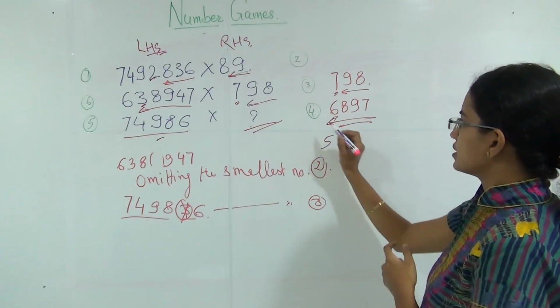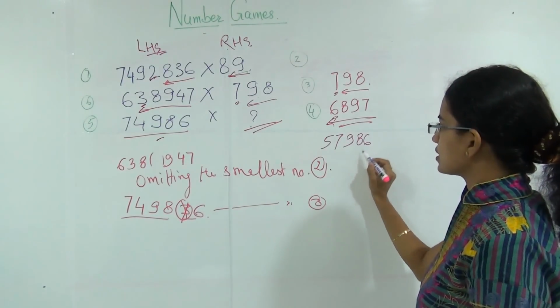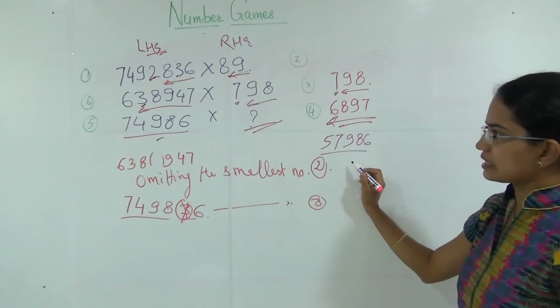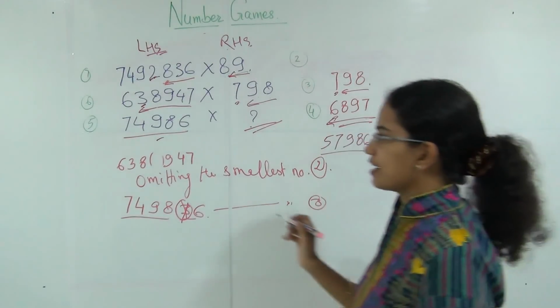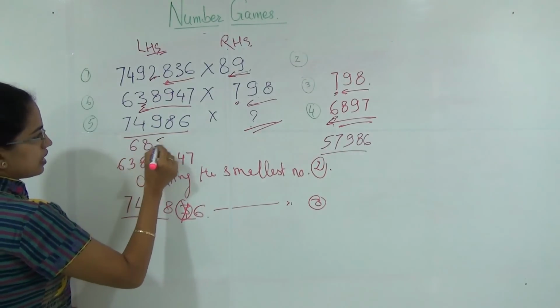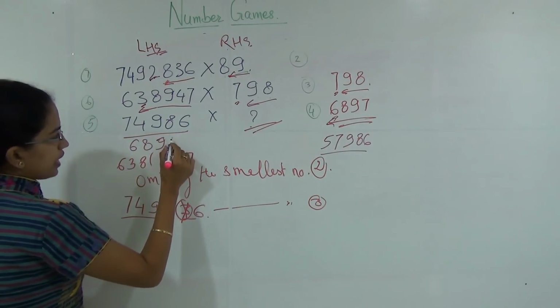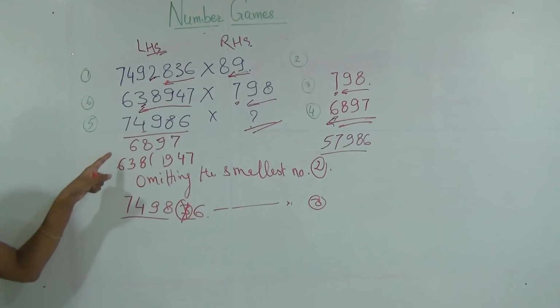So we did reversal of these numbers. So here it would be 7, 9, 8, 6. If I want to make the next digit here in sequence, it would be 5, 7, 9, 8, 6. And let me do a reversal of digits here also. So it would be 6, 8, 9, 4 and 7. So I'll omit 4, which is the smallest number. So it would become this.